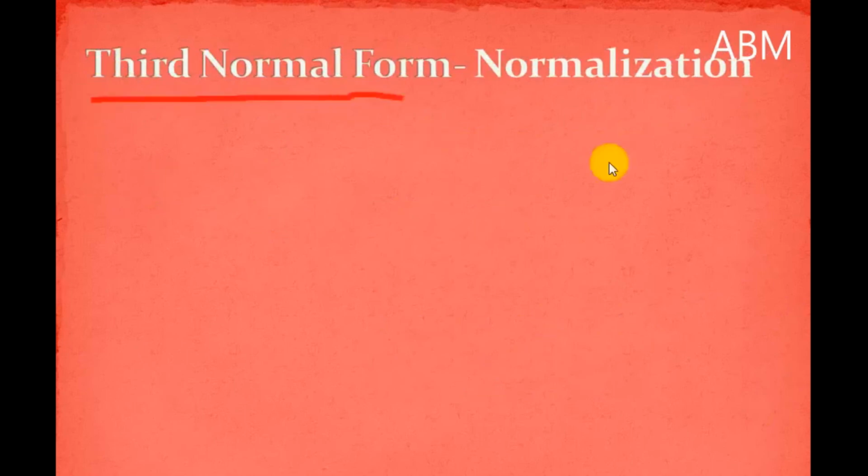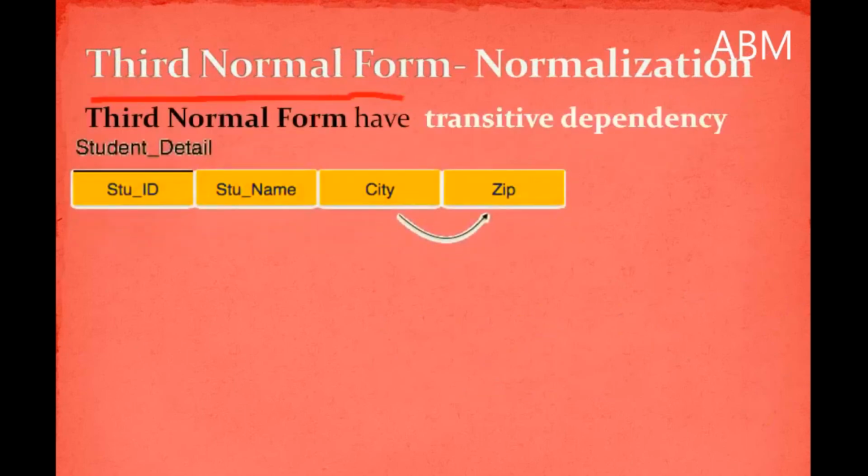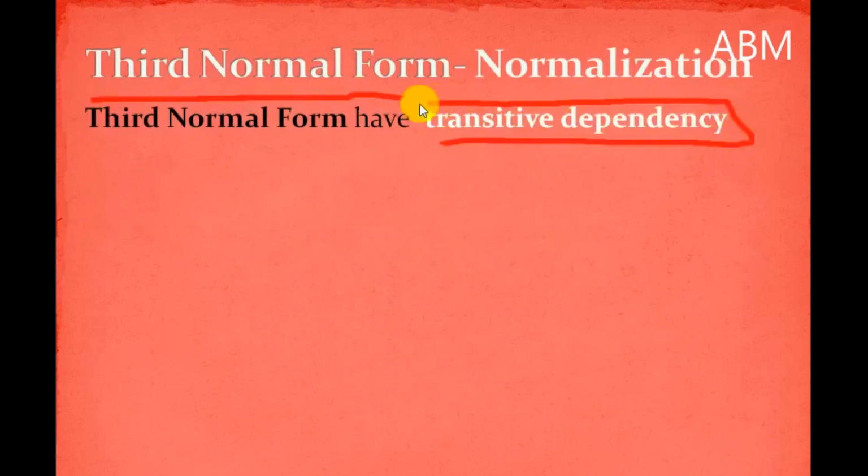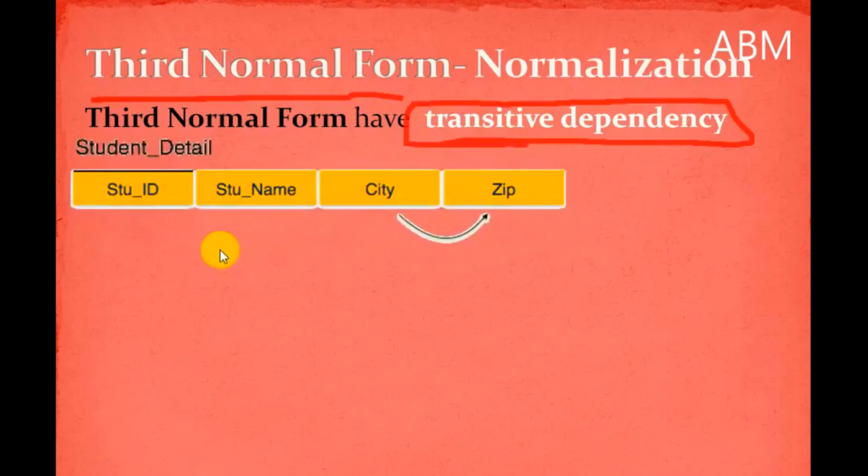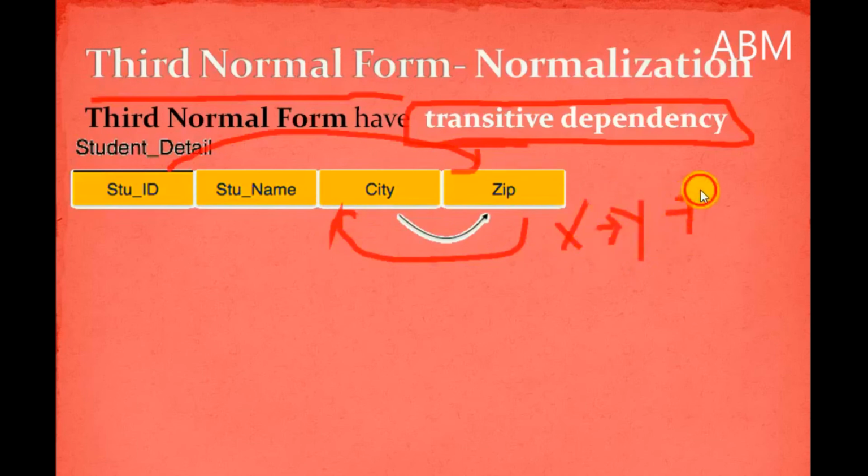In the third normal form, transitive dependency is the concern. As you can see, student ID determines the zip ID and zip ID determines the city. Okay, it is just like a situation where X determines Y and Y determines Z. It is not allowed in the third normal form. So the condition for the third normal form is that your table must be in the second normal form, and also there should be no transitive dependency in your tables.